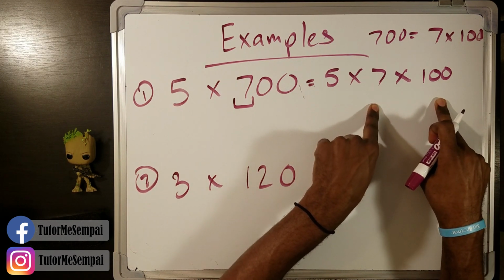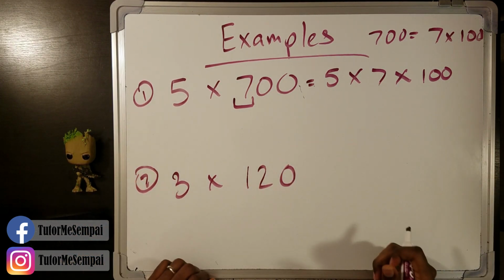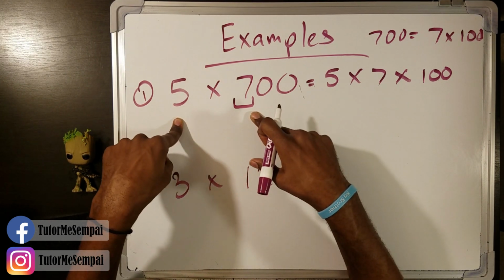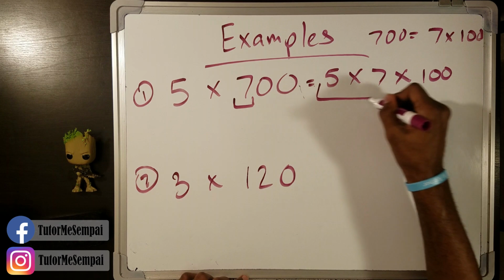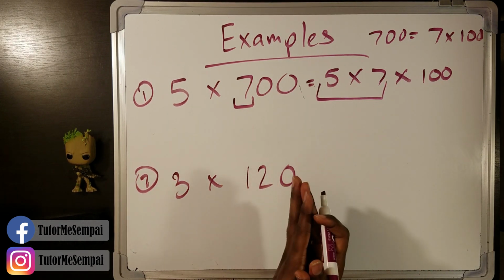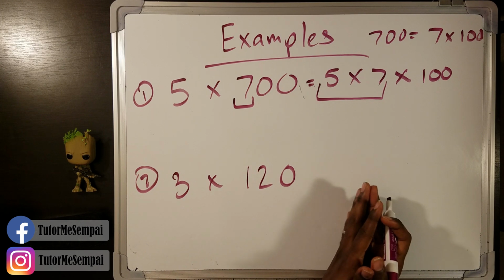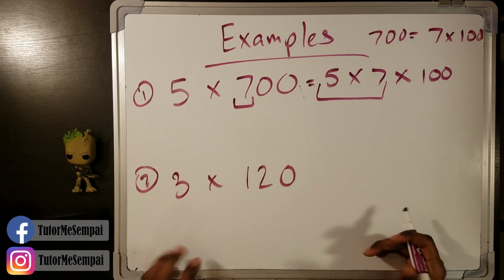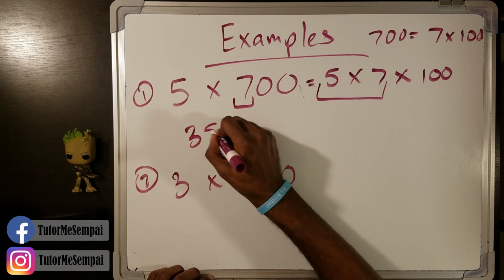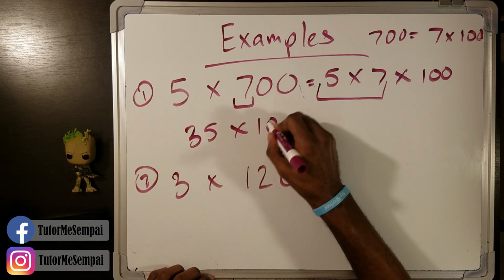Now we can move on to our second step, which is multiply. Now this may have been easy, but it also could have been hard. However, this should be pretty simple at this time. This is your regular multiplication table. What is 5 times 7? Well, 5 times 7 is going to be 35. So we have 35 times 100.